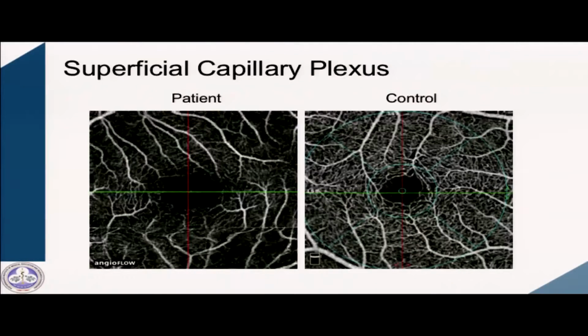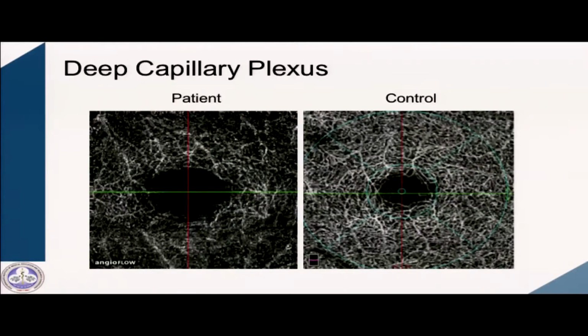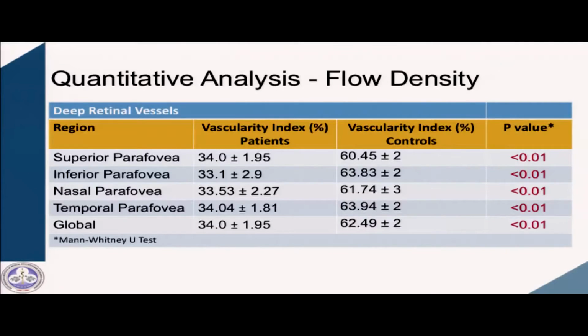This figure shows us very clearly that among patients with detachments, you can see a rarefied network of vessels in the superficial plexus. And if you perform quantitative analysis and look at the global vascularity index data, you can see a significant decrease in the vascularity compared to the controls. Similarly, the deep plexus also appears very rarefied compared to the control subjects, and again, performing the quantitative analysis in all the quadrants and also in the global indices shows a significant decrease compared to the healthy controls.